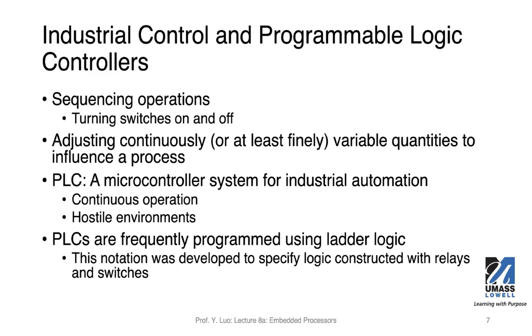In industry control, there are many situations where you want to have a sequence of operations. In a manufacturing pipeline, you may have different valves or devices that you want to turn on and off in a sequence. You will need to use this type of machinery or physical system to change the quantities of actuators, or based on the sensory input, affect the process of the manufacturing pipeline or platform. In these kinds of situations, people can use so-called programmable logic controllers, or PLCs.